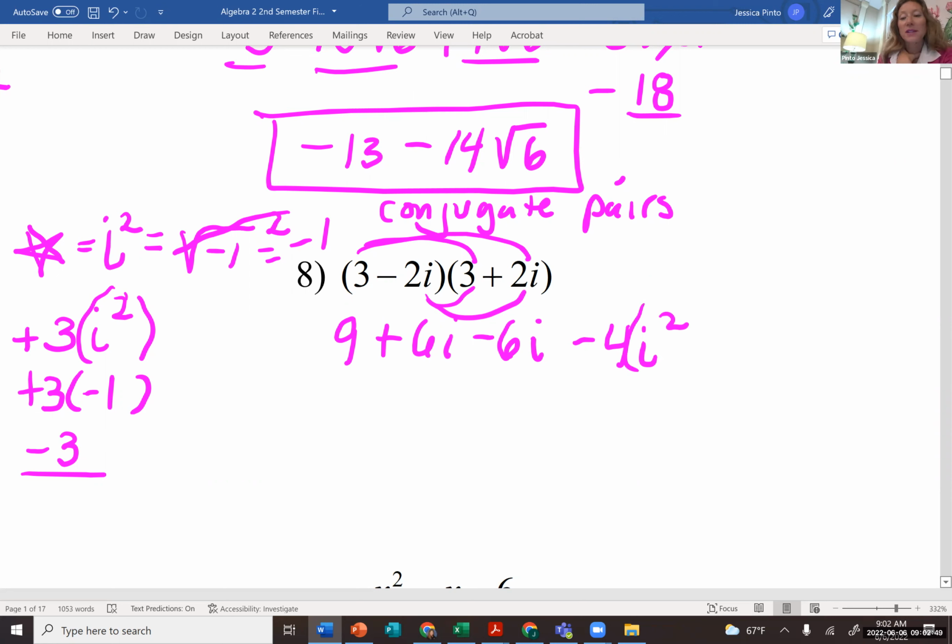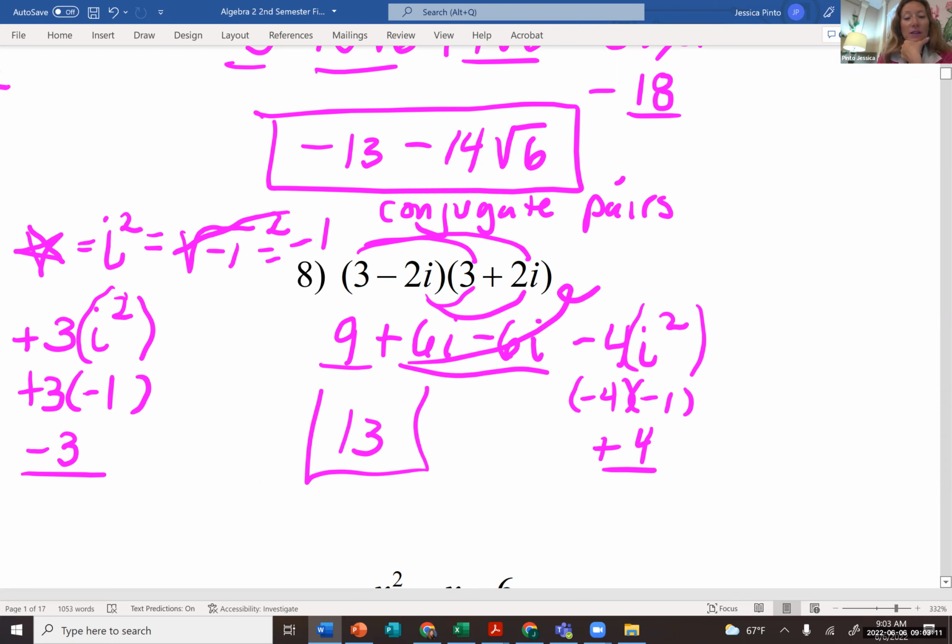I remember from just last problem that i to the second power is negative 1. Negative times a negative gives positive 4. So adding positive 4 and 9, I get 13. And then look at these middle terms. I have a positive 6i and a negative 6i, a perfect cancellation. My final answer is just 13.